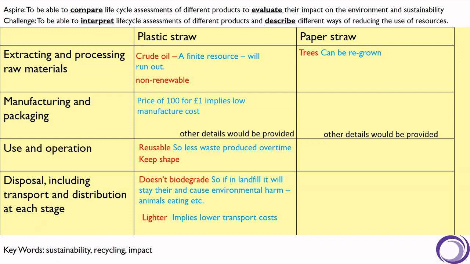With paper straws, trees can be regrown, which means it's renewable, that resource is replaced as quickly as it's used. Manufacturing and packaging, typically, I think the cheapest I've seen them is about 10 for a pound, which implies a higher manufacture cost than the plastic straw.